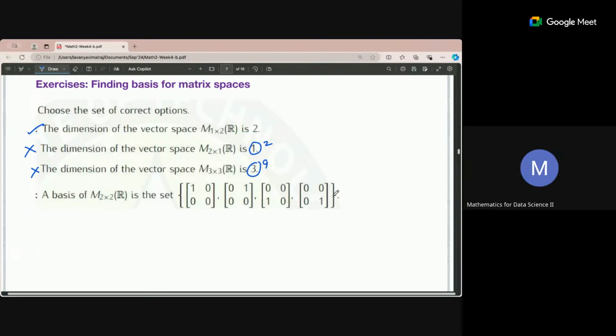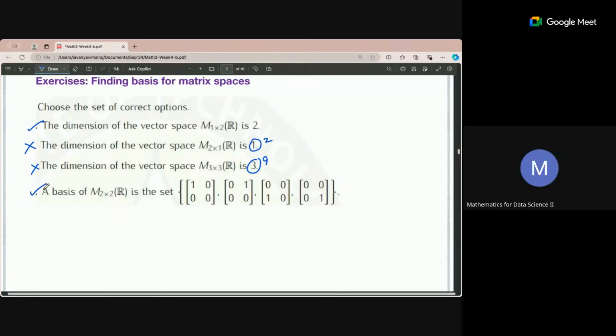Okay, a basis of M2 by 2 of R is the set given by this. Is this correct? True. Yes, ma'am. Okay. So in general, how do we find the dimension or basis for a matrix space? That is the next thing we are going to see.